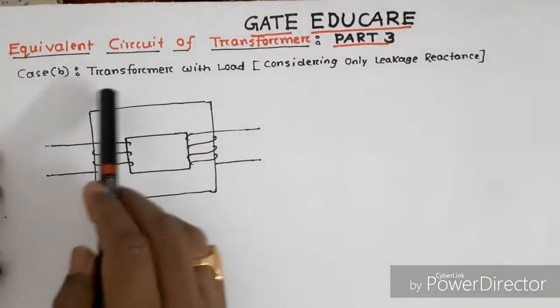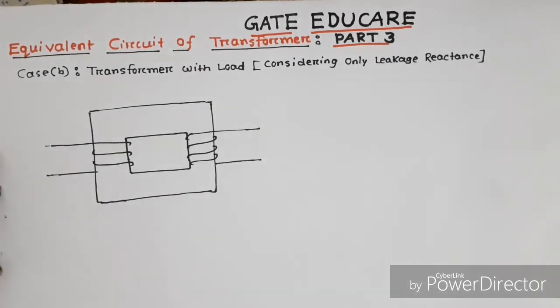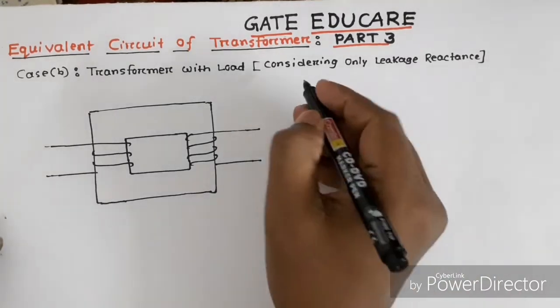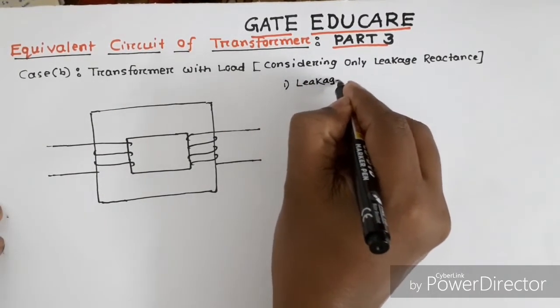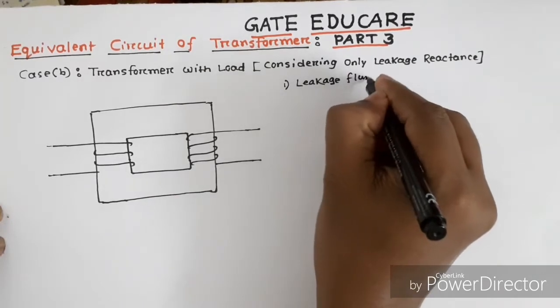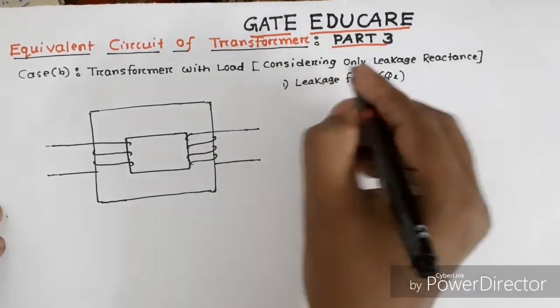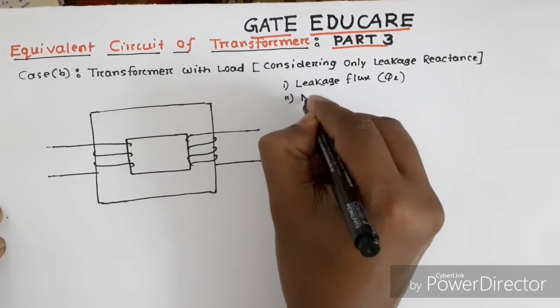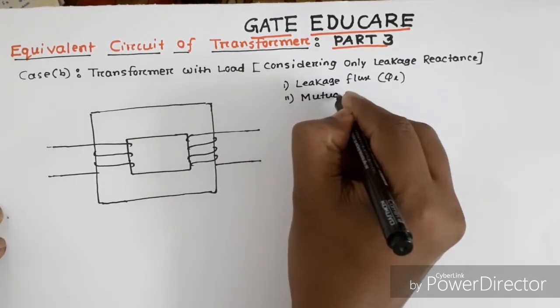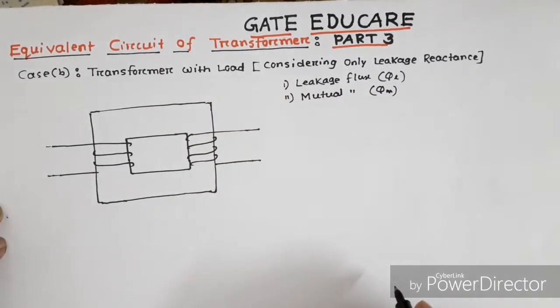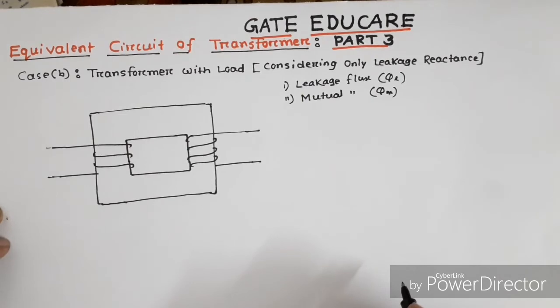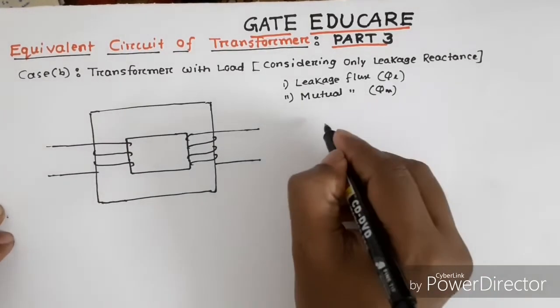Before starting the equivalent circuit, I want to explain one basic concept of flux. There are two types of flux. One is leakage flux, phi of L, and another is mutual flux, phi of M. Now, what is leakage flux and what is mutual flux? First, we should understand this.